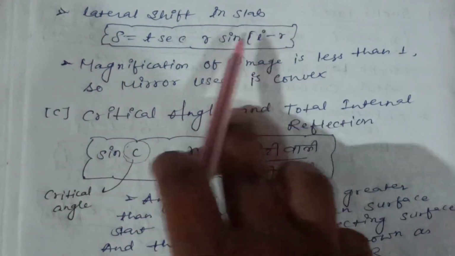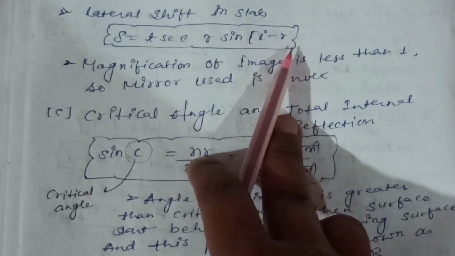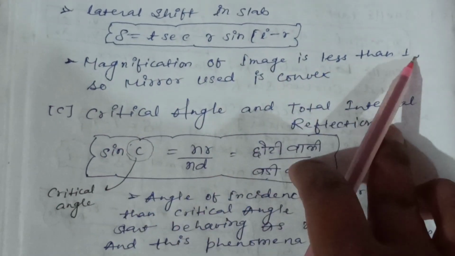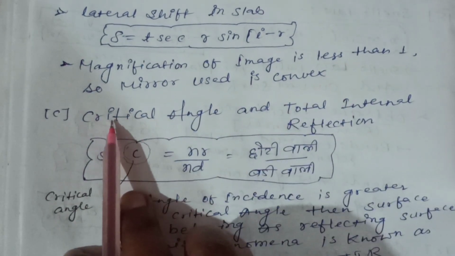Lateral shift in a slab: tau is equal to t sec r sin in bracket i minus r. Magnification of image is less than 1, so the mirror used is convex.